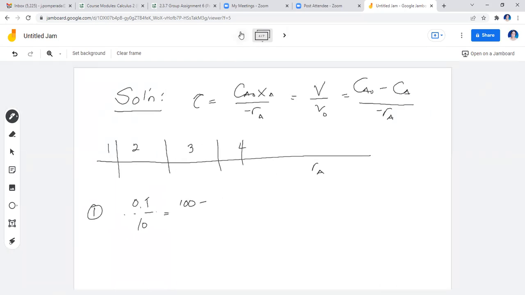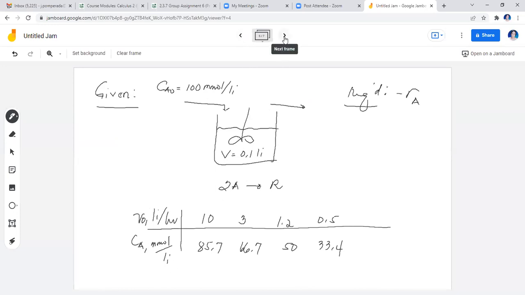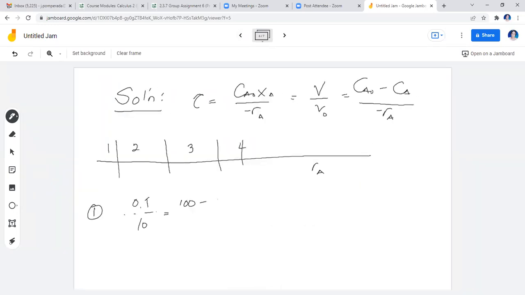The final concentration, you take it from the given: 85.7. And you will have here a corresponding rate expression. Now, I'm saying expression, but it's the quantity, because you're going to solve from here. What's the rate? 0.1 divided by 10 should be used as a divisor to the difference of 100 minus 85.7. What's your answer?